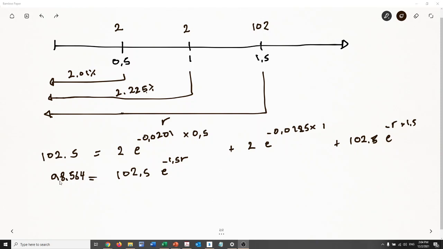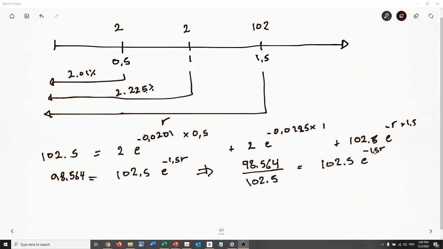We will get 98.564 is equal to 102.5 times e to the power of minus 1.5 r. We follow the same process as we did in previous rates. So we divide both sides by 102.5, so we get a fraction is equal to e to the power of minus 1.5 r.